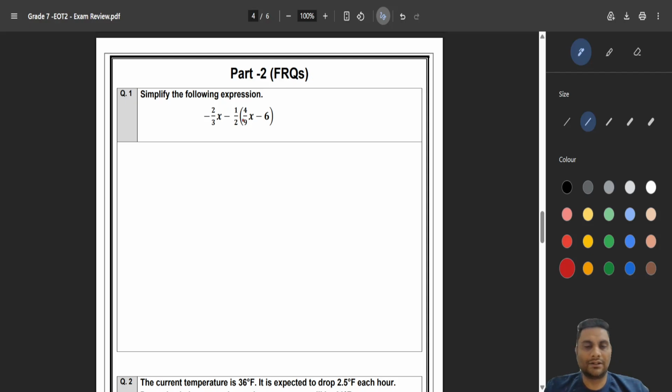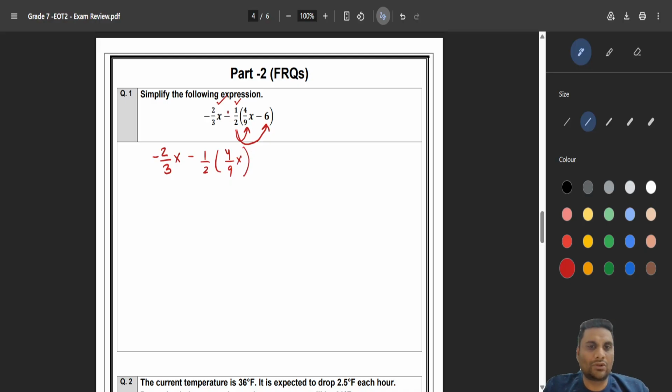Okay. Let's start. So this is an expression, we have to solve it. What is the first one? Minus 2 over 3x minus, now check distributive property. You see a number outside, right? We have to multiply the number inside, here also and here also, correct? So this will become minus 1 over 2 times 4 over 9x.